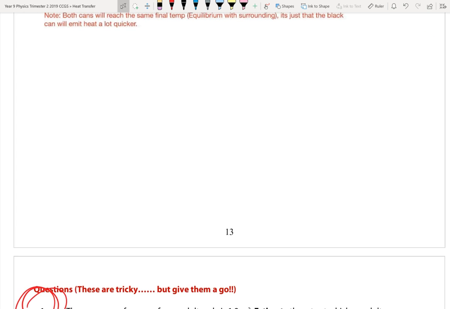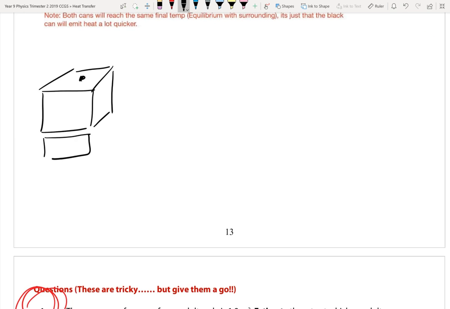I'm going to draw my little Leslie cube. Here's my little Leslie cube. Okay? And I'll put one side is matte black and one side is gloss silver. Now here's where we're going to pretend an emissivity of 0.9, emissivity of 0.2.